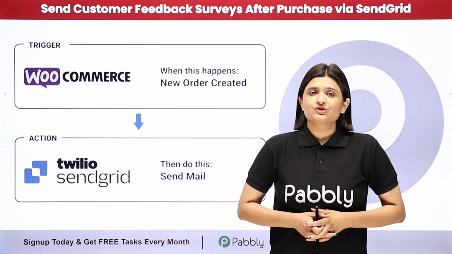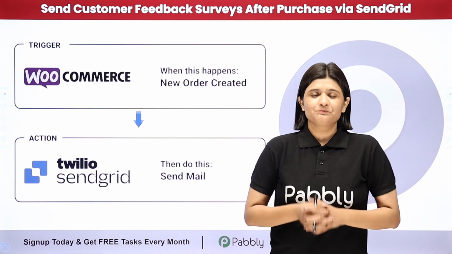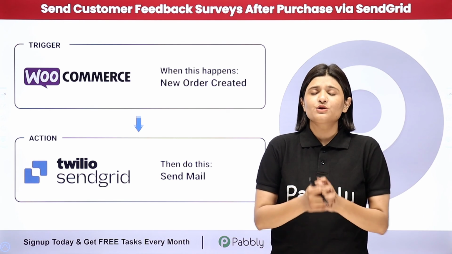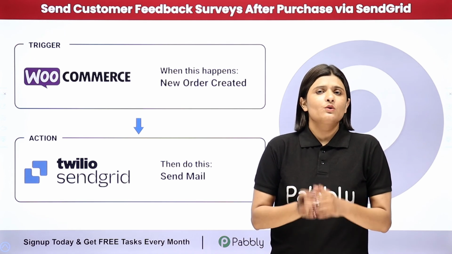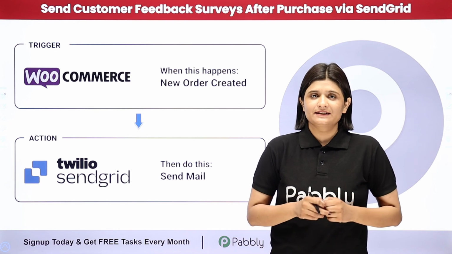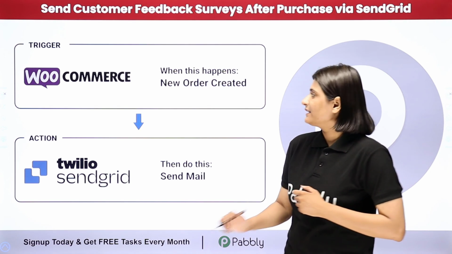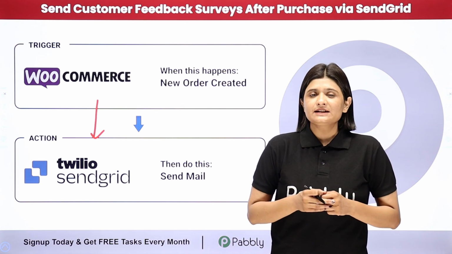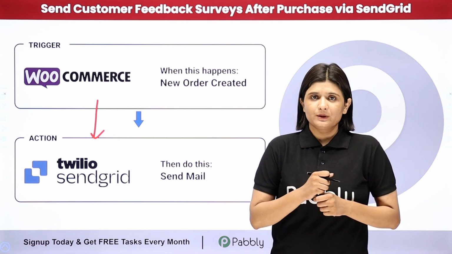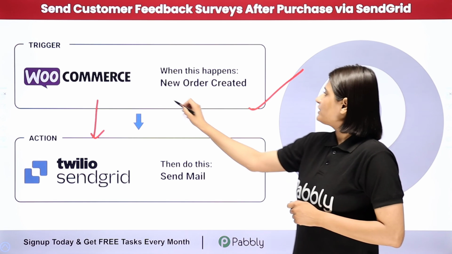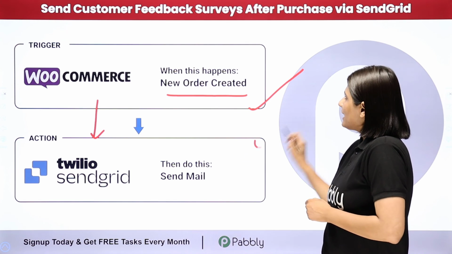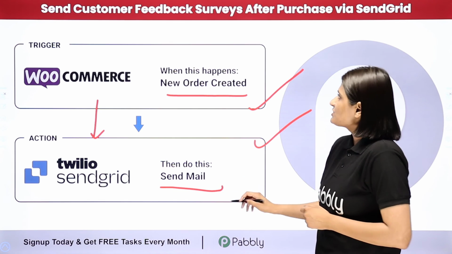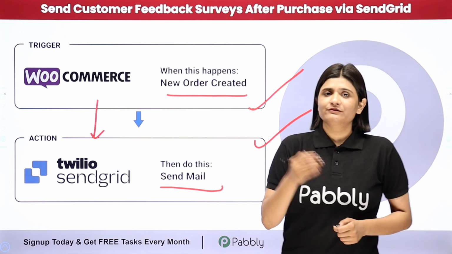And to do this automation, I am going to use Pabbly Connect. Pabbly Connect is an amazing automation and integration software which requires no coding or programming skills. Here I just need to build a connection between WooCommerce and SendGrid. With the help of Pabbly Connect, I am going to build this connection in such a way that whenever a new order is created in my WooCommerce, automatically a mail will be sent which is going to have this customer feedback survey form in it.